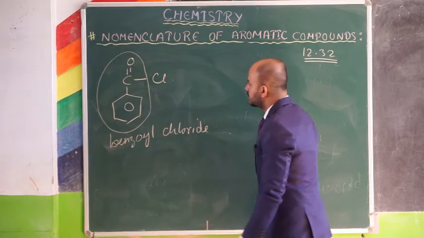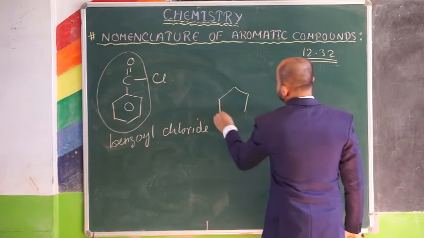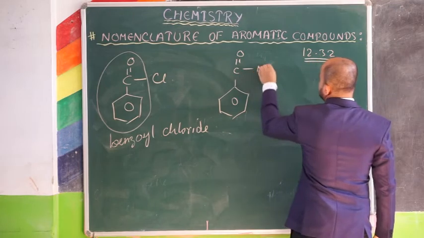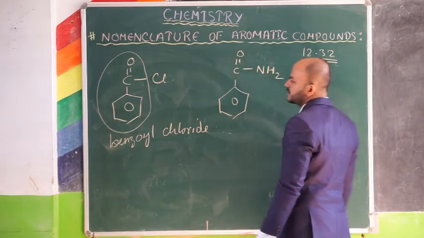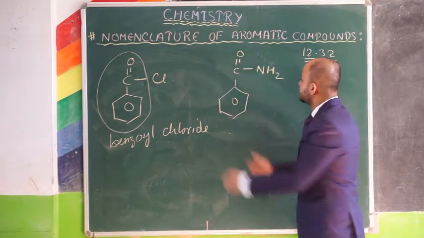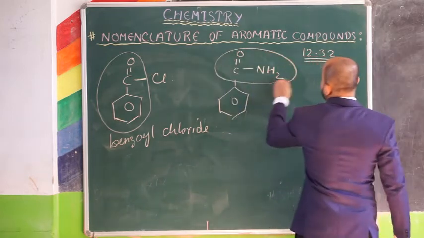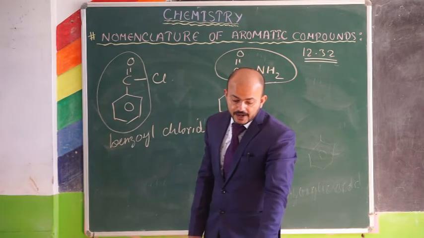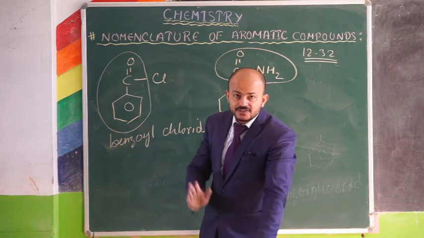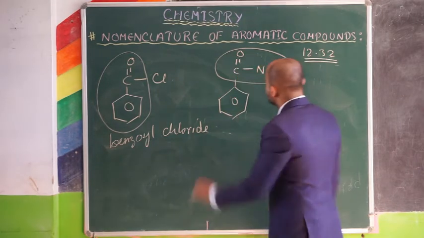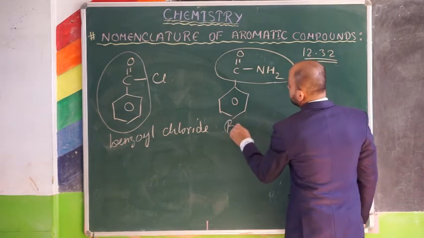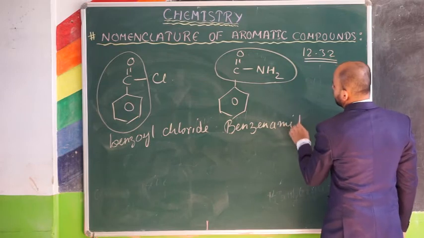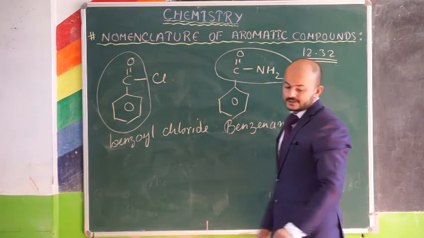Similarly, if you have this compound and the OH is replaced with NH2, then this is an amide group. You have to remember this functional group. This acid derivative is an amide, and its name is benzamide. This is the benzene ring with the amide group.